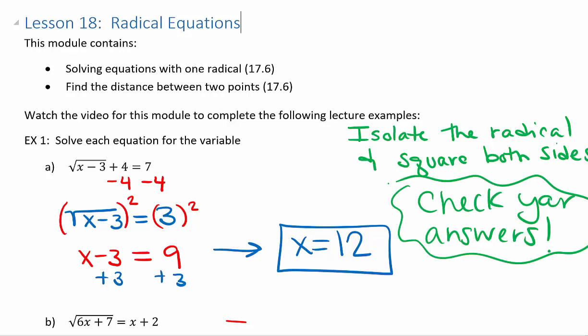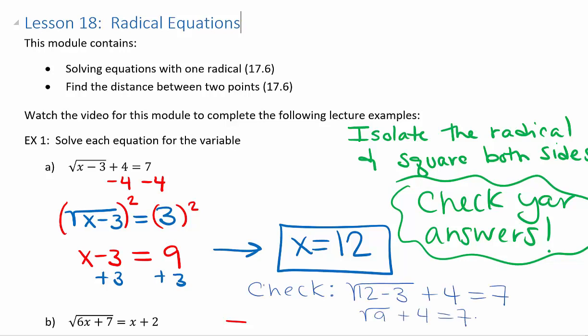Now, when solving equations with radicals, you do actually have to check your answers. As we'll see in the next couple examples, it's possible to get false or extraneous solutions. To check my answer, I just take the 12 and I plug it back in for x into that equation. I end up with a square root of 9 plus 4 equals 7. That is a true statement. 3 plus 4 is 7, so my answer is x equals 12.